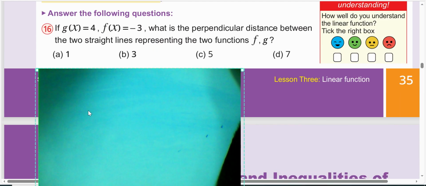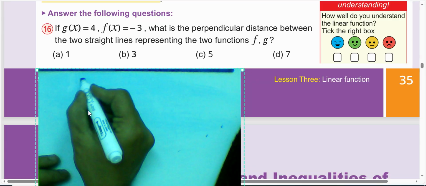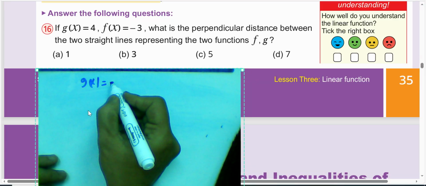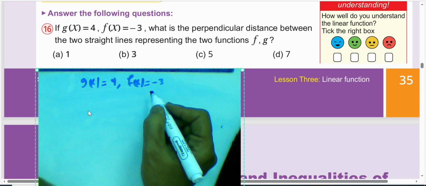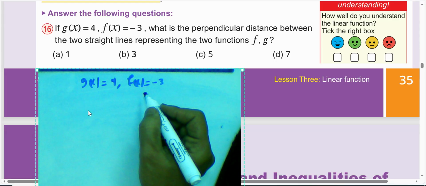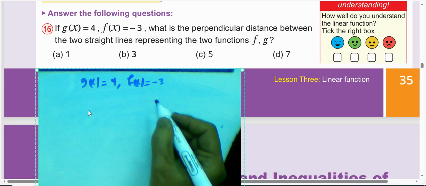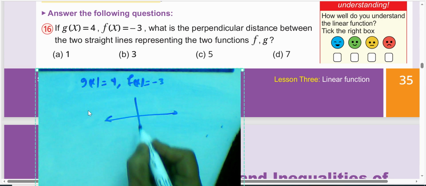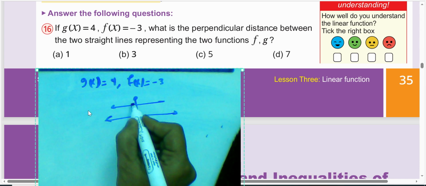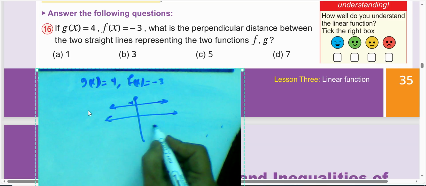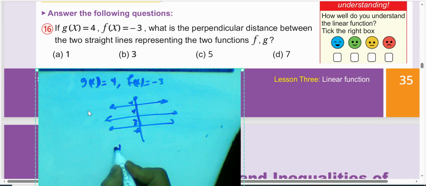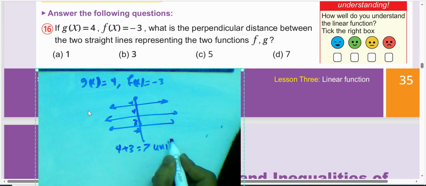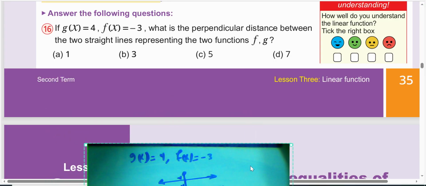This question here: f of x equals 4, and the function g of x equals negative 3. What is the perpendicular distance between the two straight lines representing the two functions f and g? Okay, we have the first function f of x equals 4, and g of x equals negative 3. The distance between them is 4 units and 3 units, then 4 plus 3 equals 7 units. The distance between them will be 7 units.